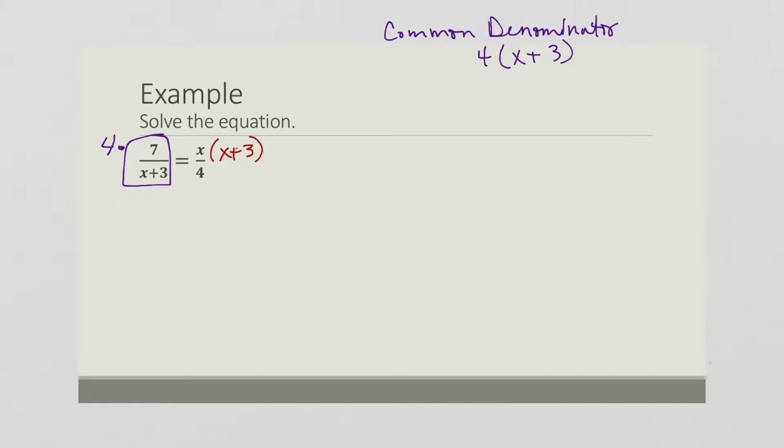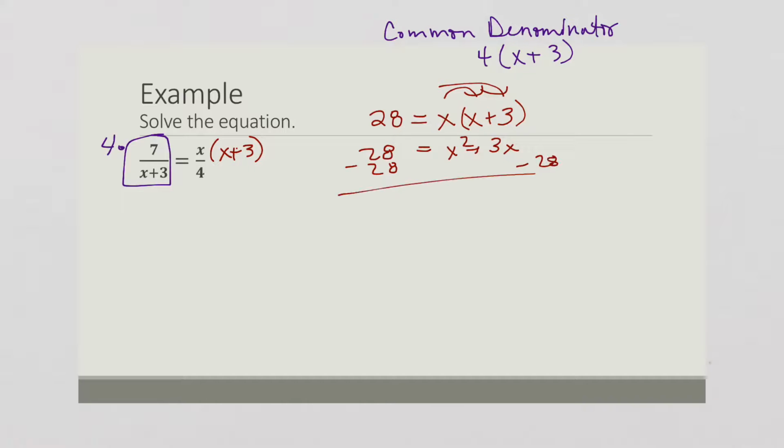Then I can jump straight to dumping off my denominator if I want and realize that I have 28 equals x times x plus 3. Now I can start into my algebra. Remember, I need to distribute first. So I get 28 equals x squared plus 3x. I'm going to move my 28 to the other side. And I get 0 equals x squared plus 3x minus 28.